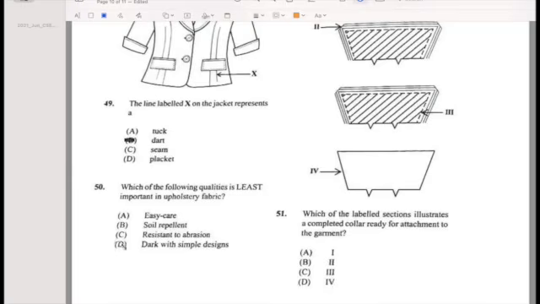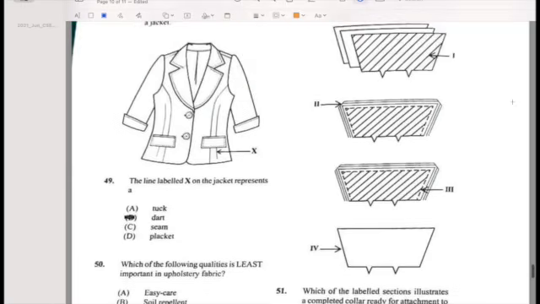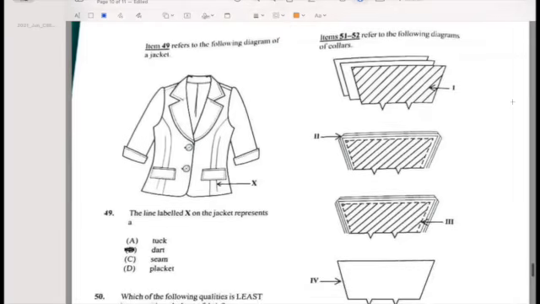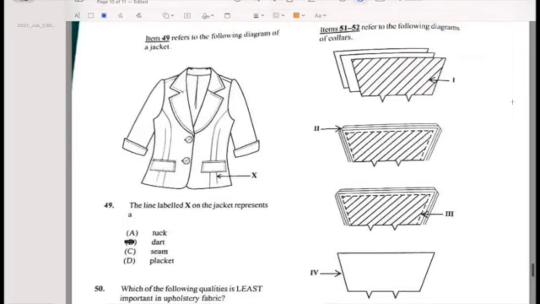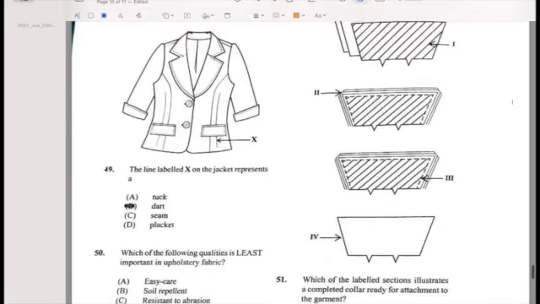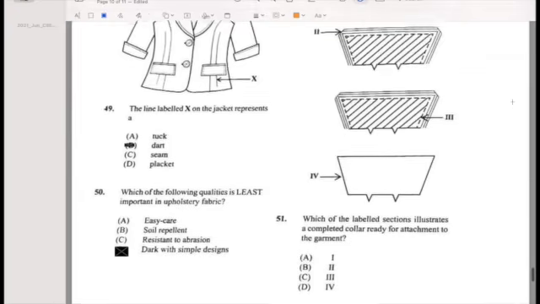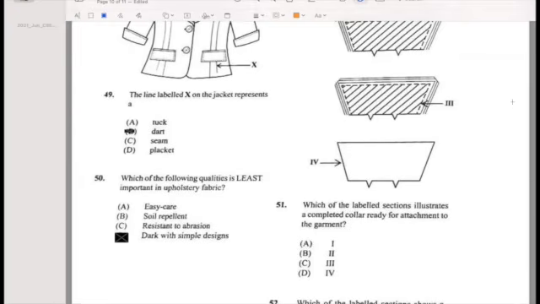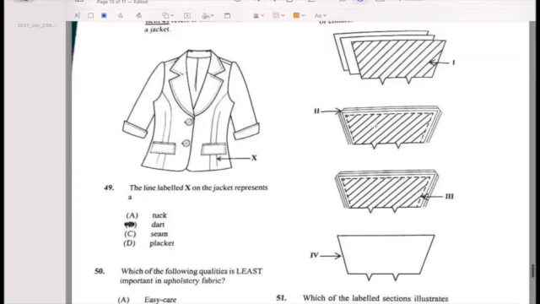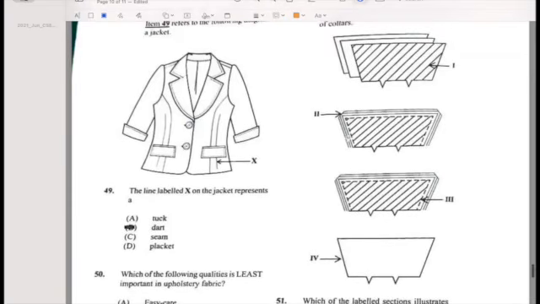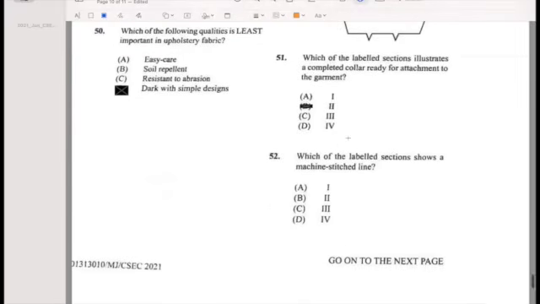All right, let's go to 51. They gave us 4 diagrams as well. Let me show you the diagrams 1, 2, 3, and 4. Which of the following sections illustrates a complete collar ready for attachment? So 51 will be B. This one will be ready for attachment. All right, good.